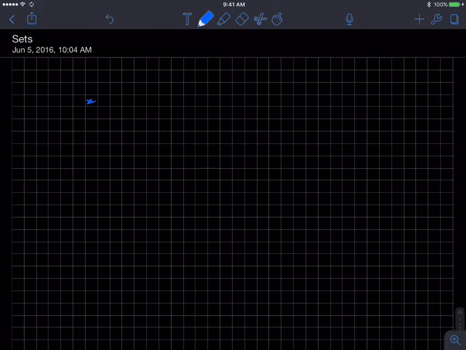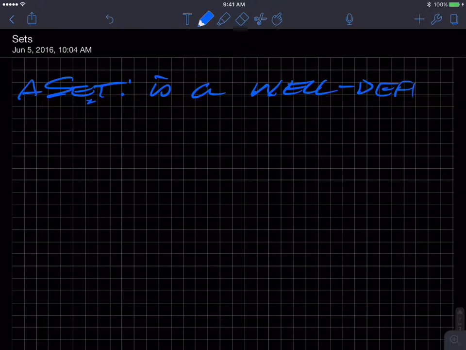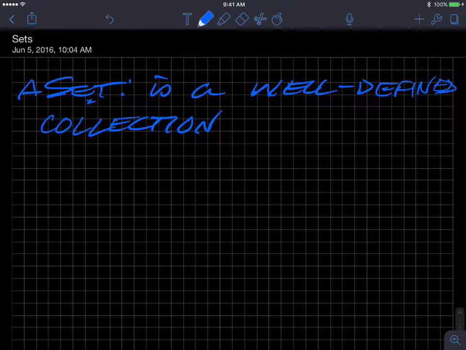So first of all, let's define set. Well-defined collection or group. I would like to say set typically, but that's using the word in the definition. You're not supposed to do that, right? So a set is a well-defined collection of objects.